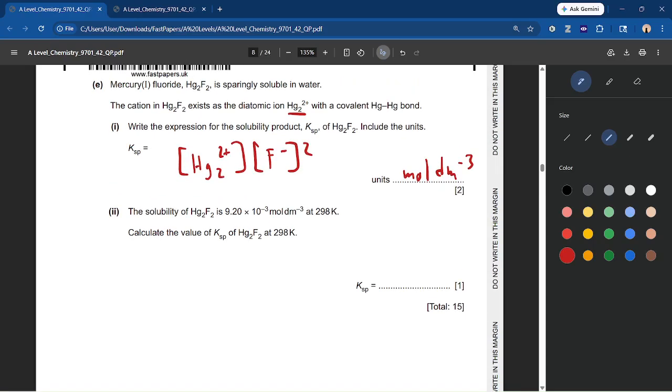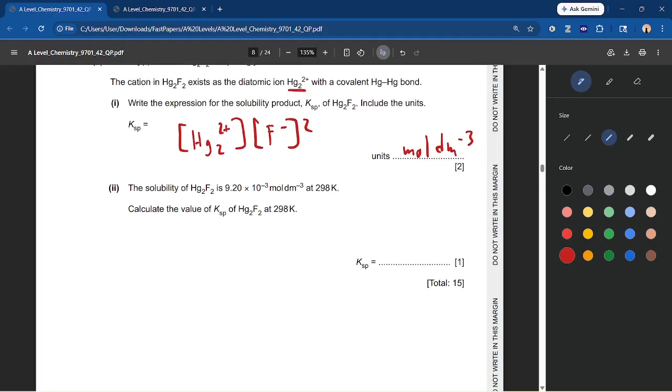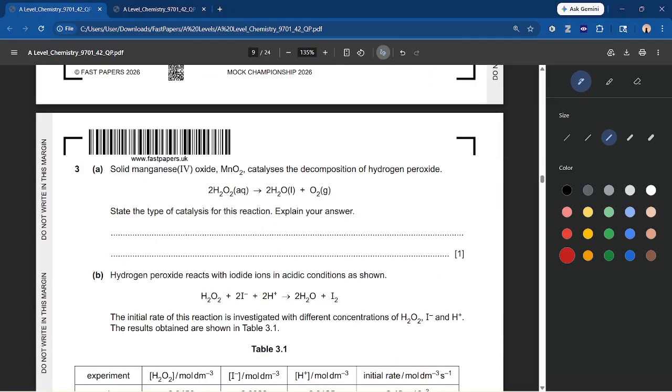The solubility of mercury(I) fluoride is 9.2 times 10 to the power minus 3 at 298 Kelvin. Calculate the value of Ksp of mercury(I) fluoride at 298. So obviously we've got a 2 squared over here, because you've got 2 moles of that, so it's going to be 2 squared times 9.2 times 10 to the power minus 3. That'll give you a nice clean value of 3.11 times 10 to the power minus 6. So moving on to the next question.